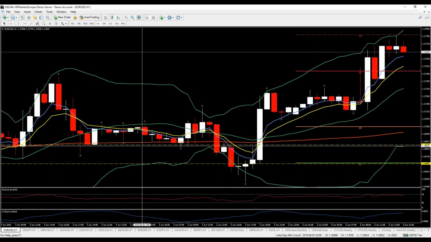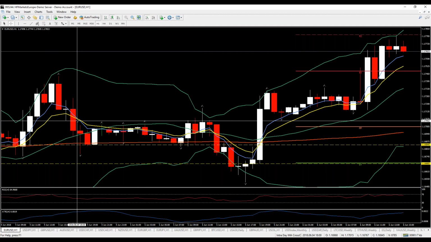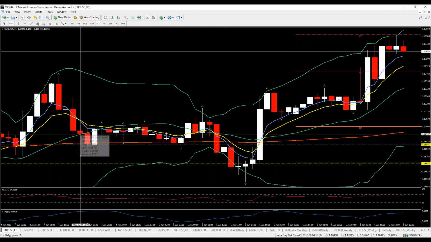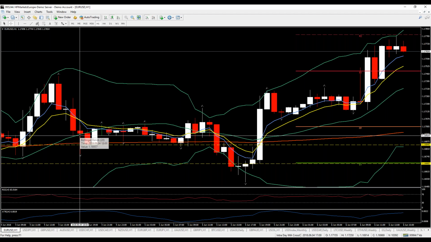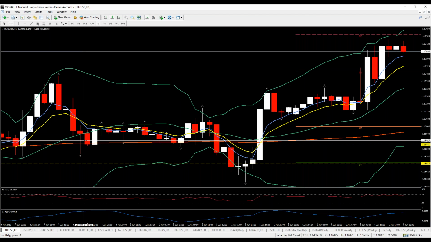So Nedson, you need to have the 5 and the 9 cross, and then the second entry is the break of the Bollinger Band, okay? The midpoint of the Bollinger Band, that's when you enter, okay?